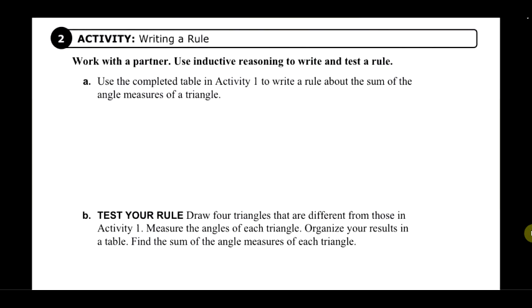And why is that? So if we completed activity number 1, we can write a rule about the sum of the angle measures in a triangle. Every time we got the same sum for all of the angles that were written down. So if you were to say a rule for the sum of all the angles in a triangle, what would that be? If you add up all the angles in a triangle, what number of degrees will you get every time? Please write that down.